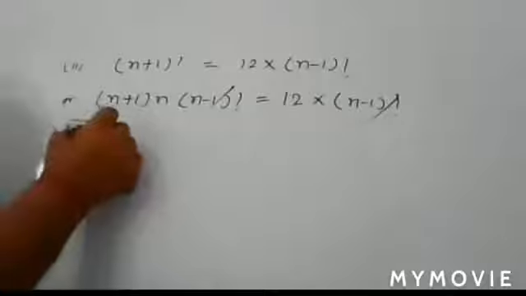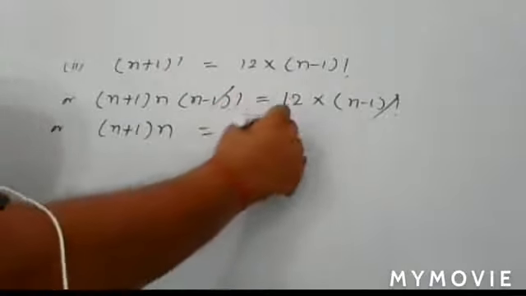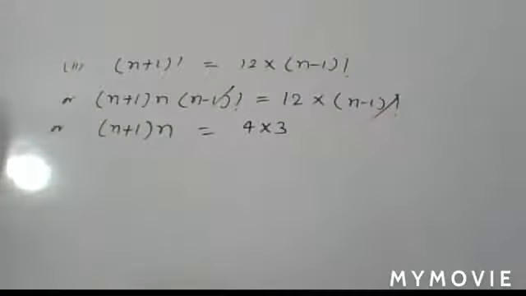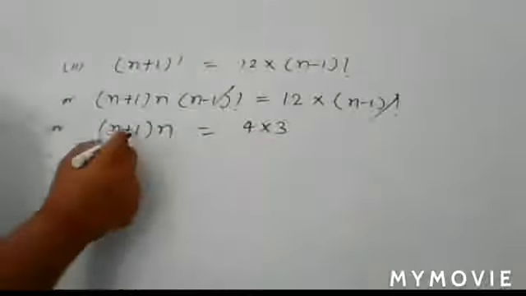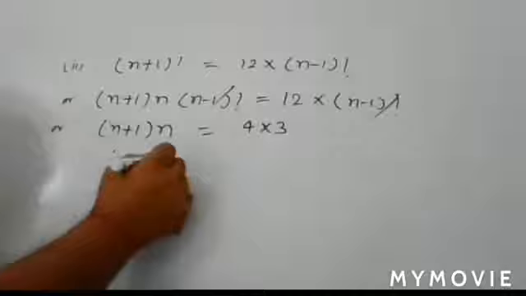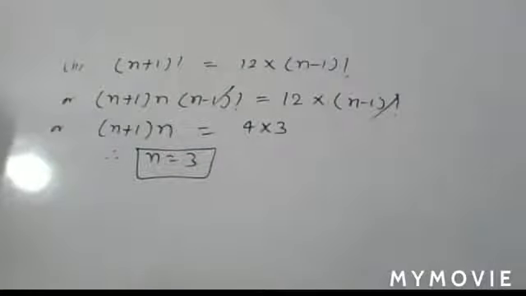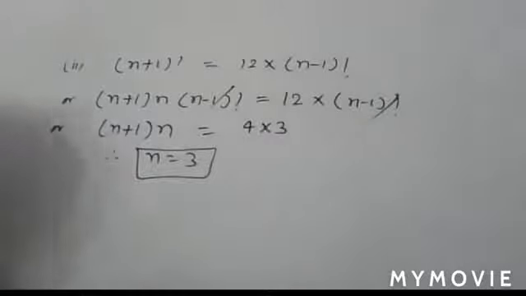So here you have (n+1) into n, and 12 can be written as 4 into 3. Here you have a difference of 1, and there you also have a difference of 1. So compare it, and you have n is equal to 3. Understand? Right. Next.